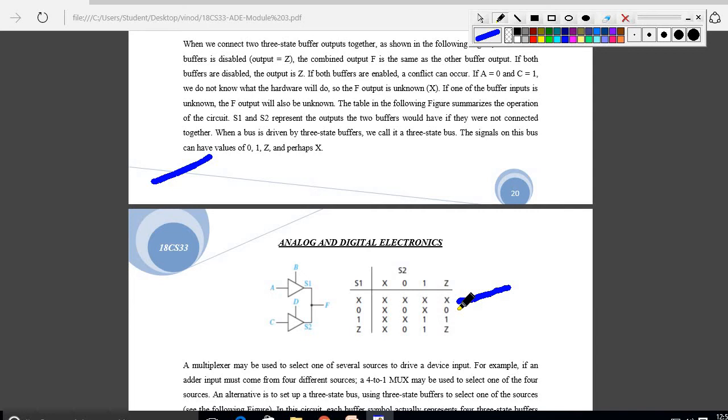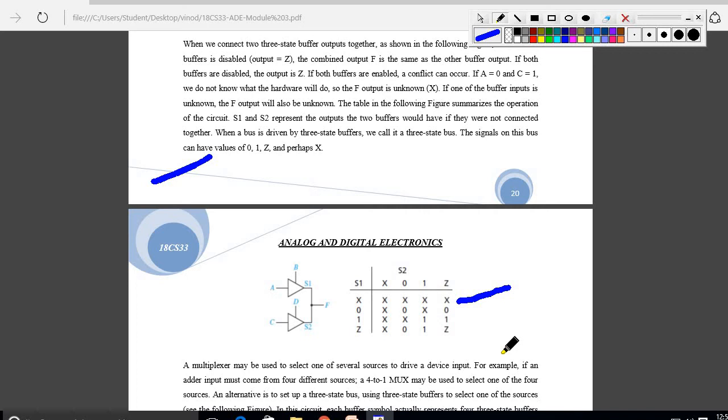One more point you have to remember: if one of the outputs is Z, the other output might be X, 0, 1, or Z also. The output should be the other one. If it is X and Z, the output should be X. If it is 0 and Z, the output should be 0, and if it is 1 and Z, the output should be 1. And Z always means the high impedance state only.